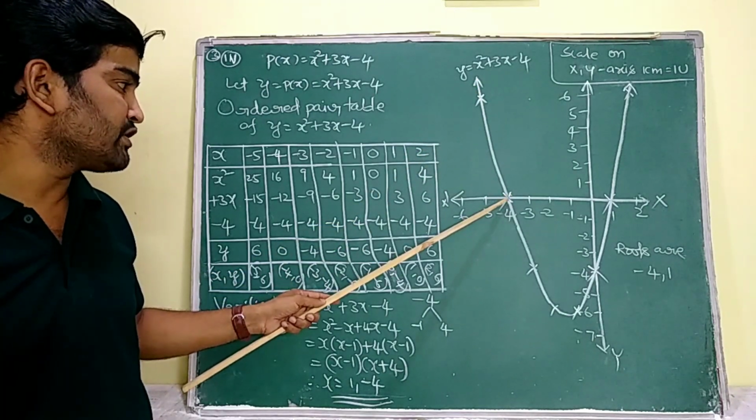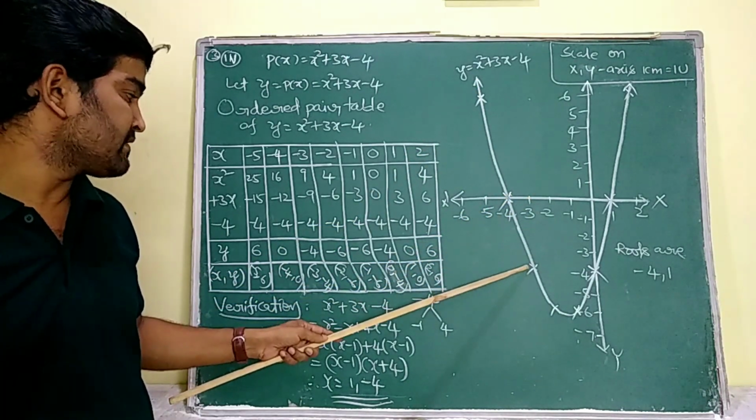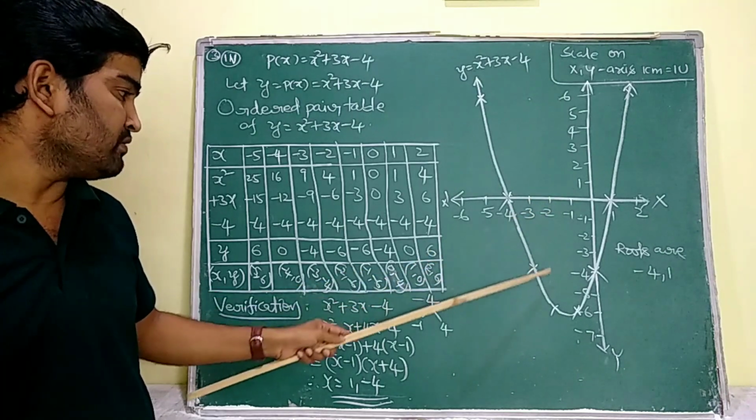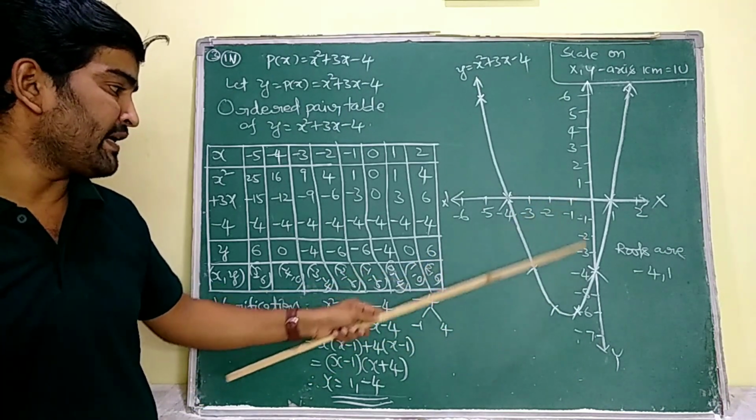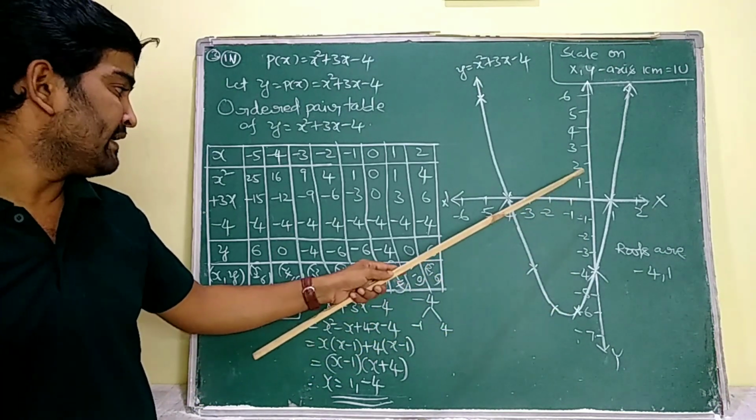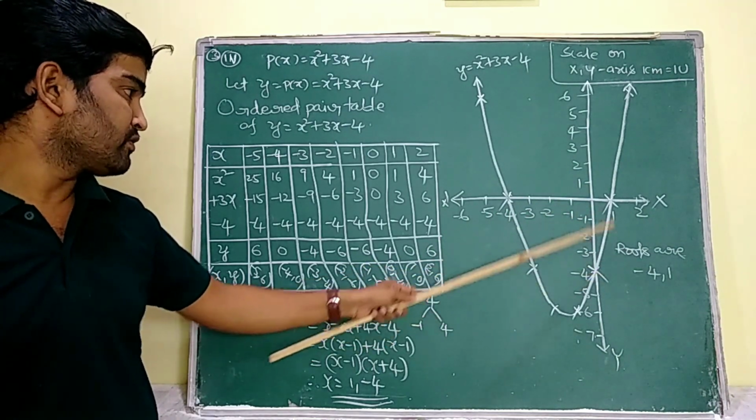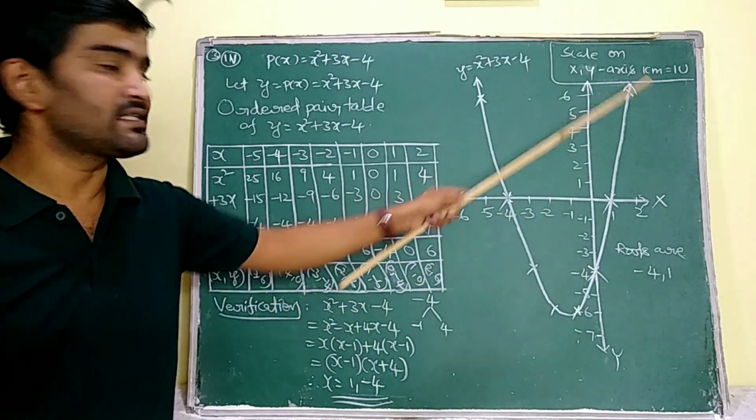Second point minus 4, 0. Third point minus 3, minus 4. Fourth point minus 2, minus 6. Fifth point minus 1, minus 6. And 0, minus 4. 1, 0. 2, 6.